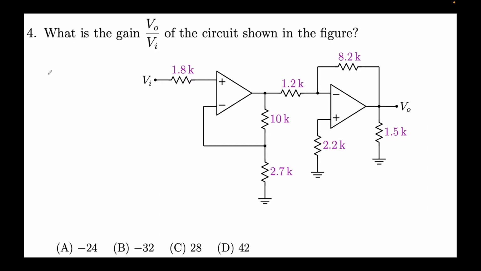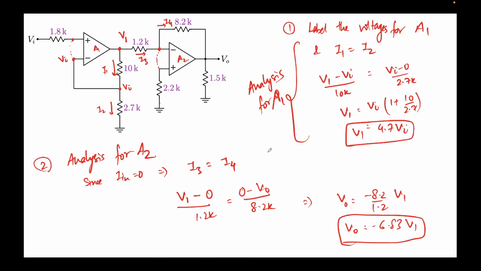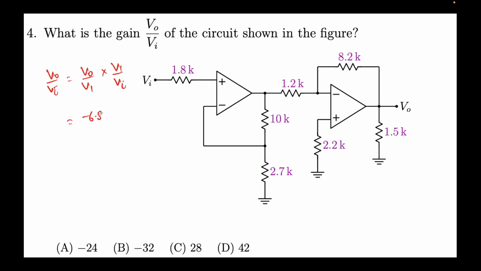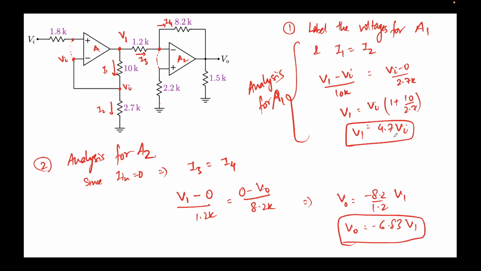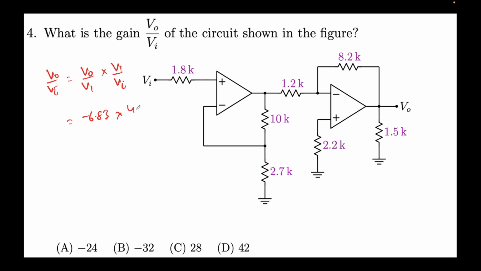Now we are required to find V0 over Vi, right? But we have found out V0 over V1, and we also know V1 over Vi. I'm just placing it like this. V0 over V1 was minus 6.83, and V1 over Vi, if you get it from this, is 4.7. You multiply them, and this comes out to be minus 32.12, which happens to be option B. Let me check. Yeah, option B is the correct one.